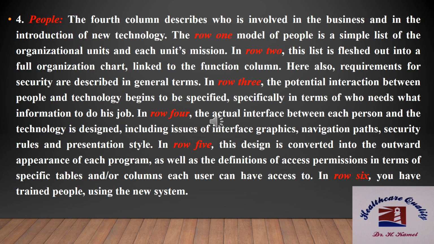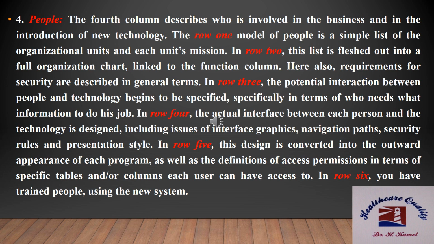Column number 4, people. This describes who is involved in the business and in the introduction of new technology. In row 1, model of the people is a simple list of the organizational units and each unit's mission. In row 2, this list is fleshed out into a full organization chart linked to the function column. Here also requirements for security are described in general terms.